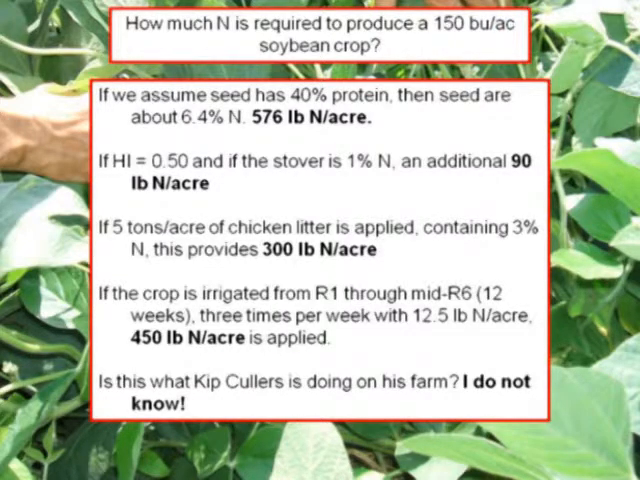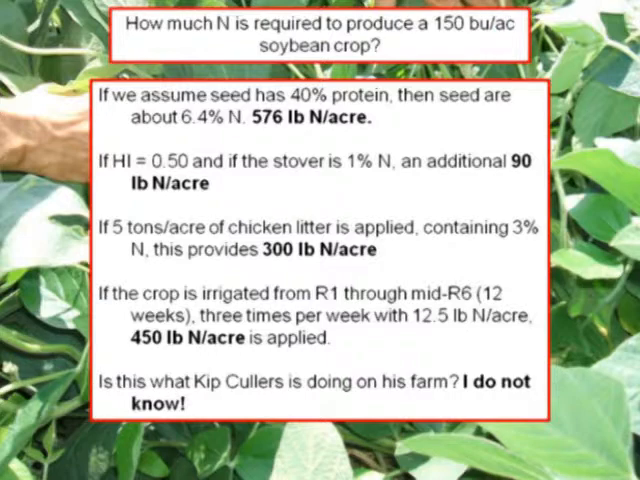If we apply 5 tons of chicken litter and it contains 3% nitrogen, we can supply around 300 pounds of nitrogen per acre. Not all of this would be available the first year because it would need to mineralize in order to be available to the crop. But if you're doing this over successive years, you could maybe estimate that 300 pounds of nitrogen might be available in any one given year.